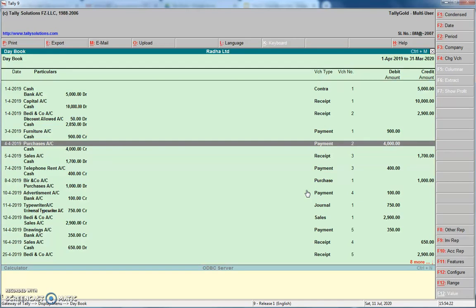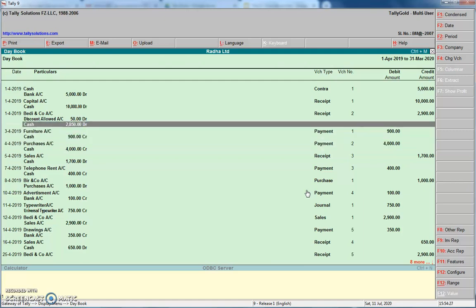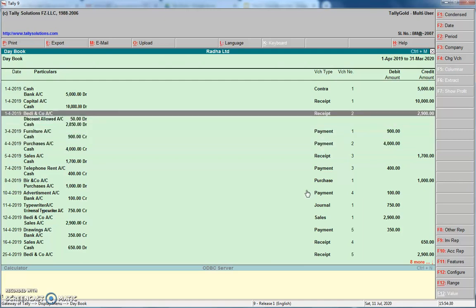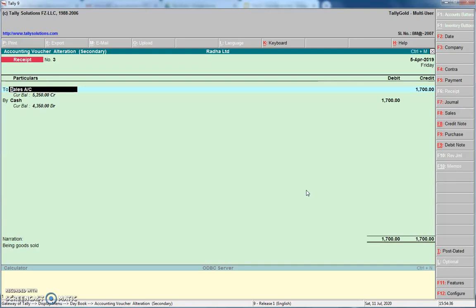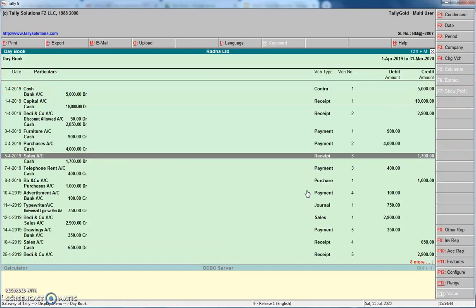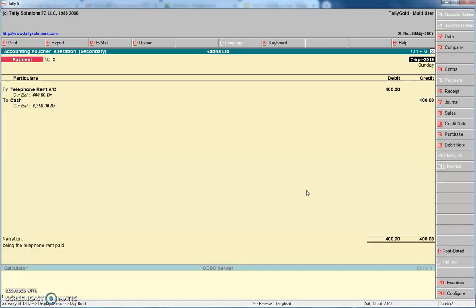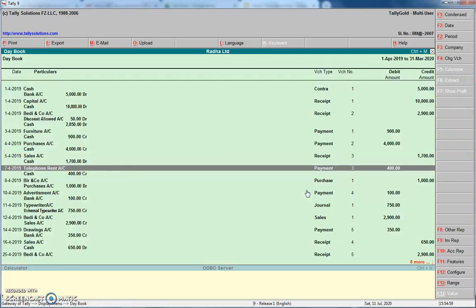Next, sold goods for rupees 1,700. It is a cash sale, so it comes under the receipt voucher. Sales account, cash account. Entry is cash account debtor to sales, being the goods sold. Give the acceptance. Paid telephone rent for the year rupees 400. It is a payment voucher. Telephone rent account debtor to cash account, being telephone rent paid.